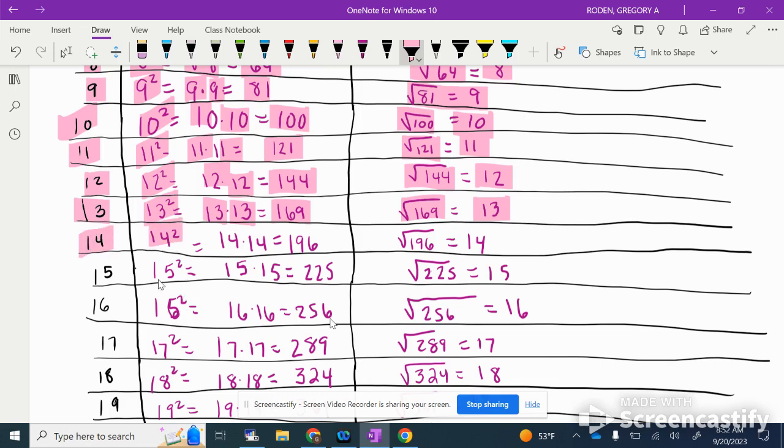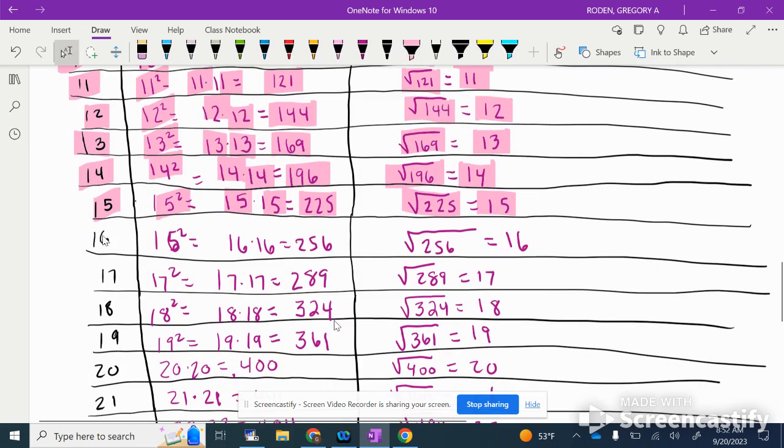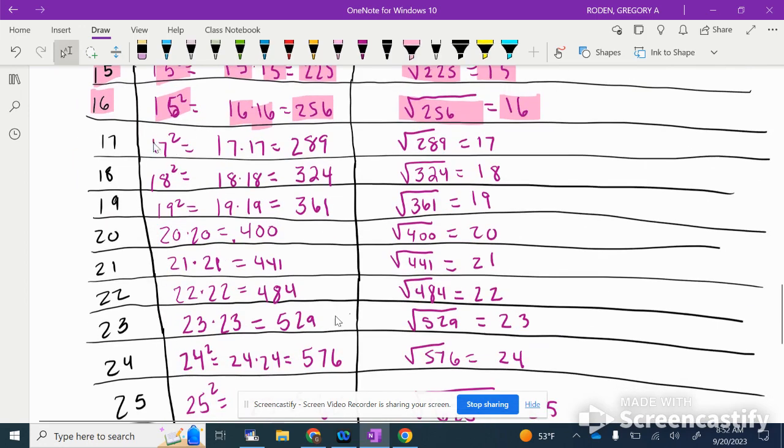14 is 14 squared. 14 times 14 is 196. The square root of 196 is 14. 15 is 15 squared. 15 times 15 is 225. The square root of 225 is 15. 16 is 16 squared. 16 times 16 is 256. The square root of 256 is 16. We're going to go up to 25, guys.